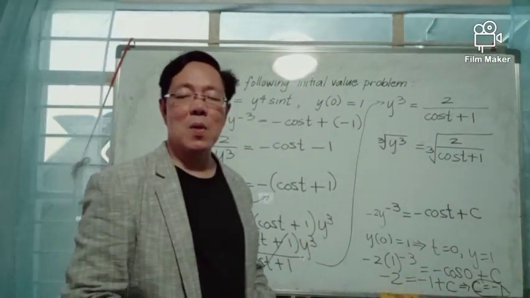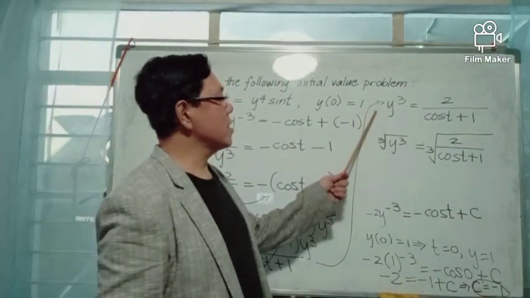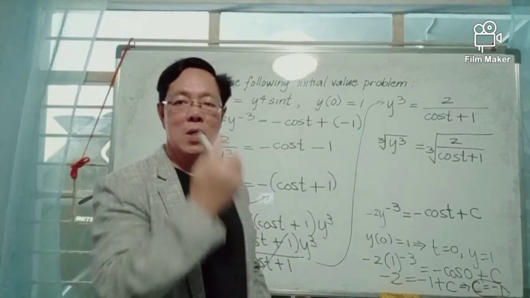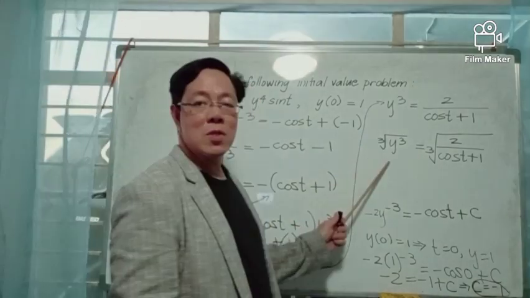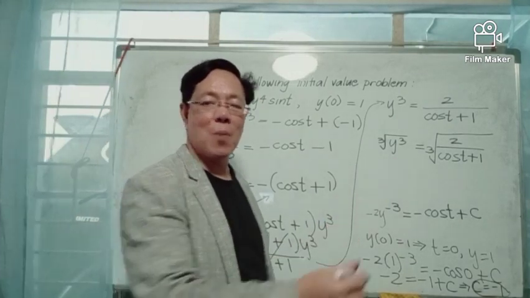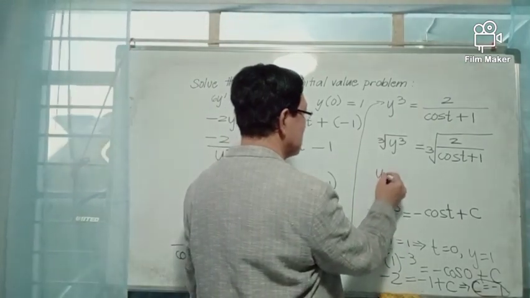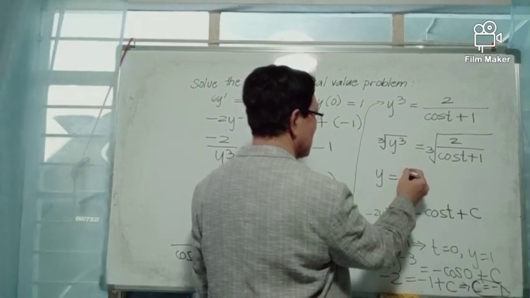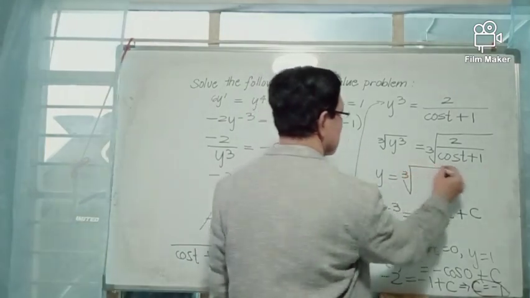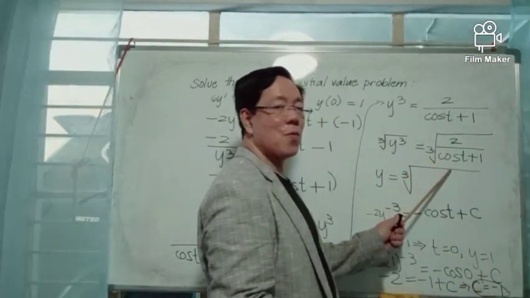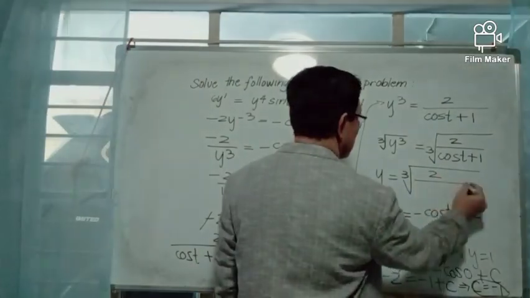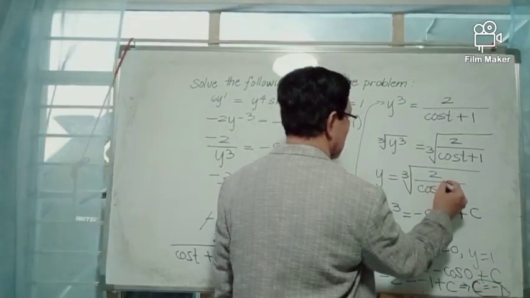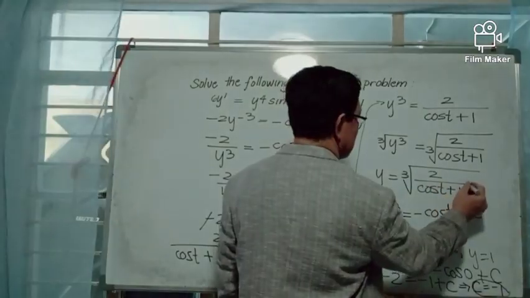Or you raise both sides of the equation to the power 1/3. And the cube root of y cubed, by property of exponent, is y. And y now is equal to the cube root of 2 over cosine t plus 1.